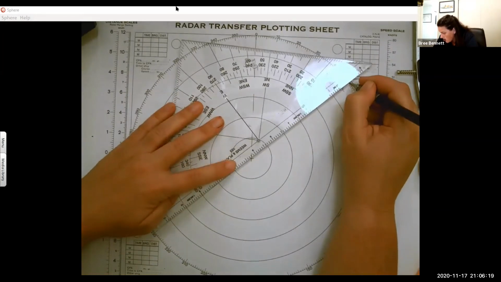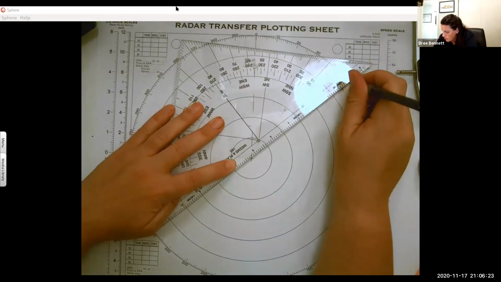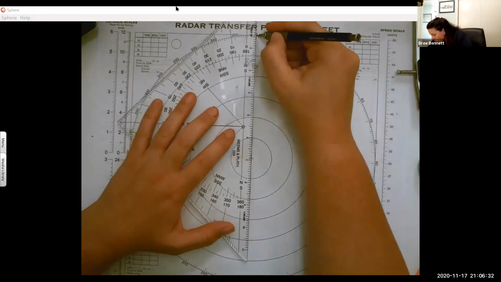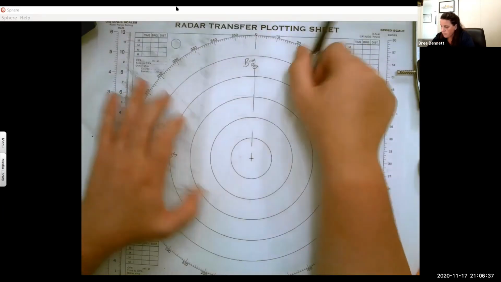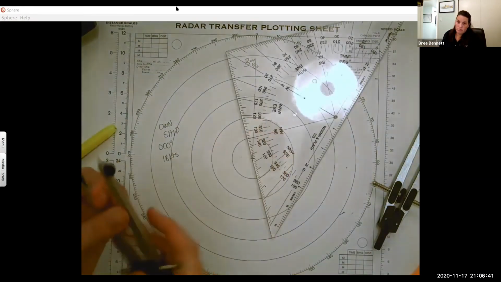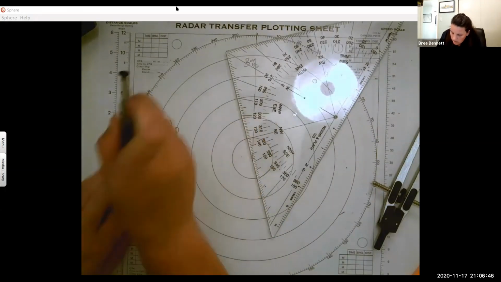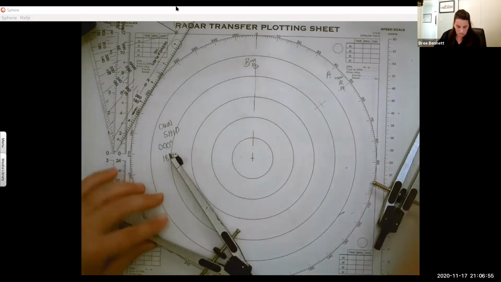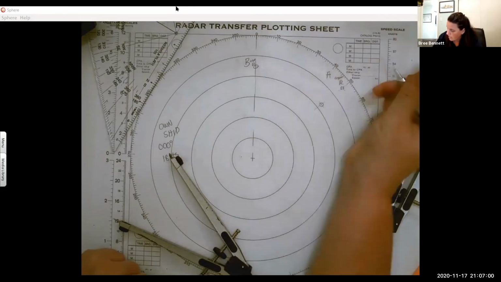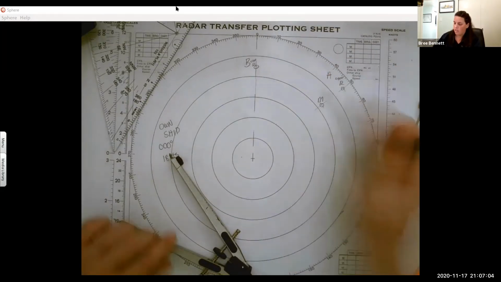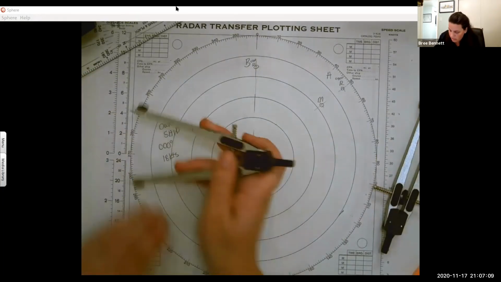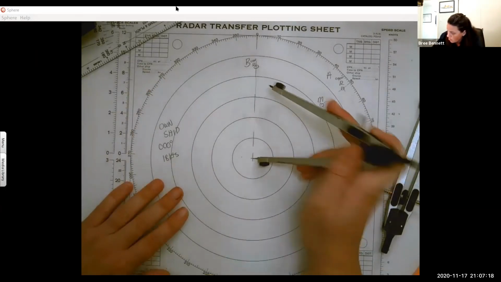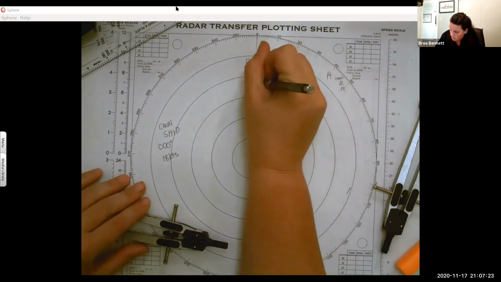050 at 8.5. So here on my target A, I have my M. So I have my R to M. Target B, I need to plot 7.3. There we go. So here is my M.